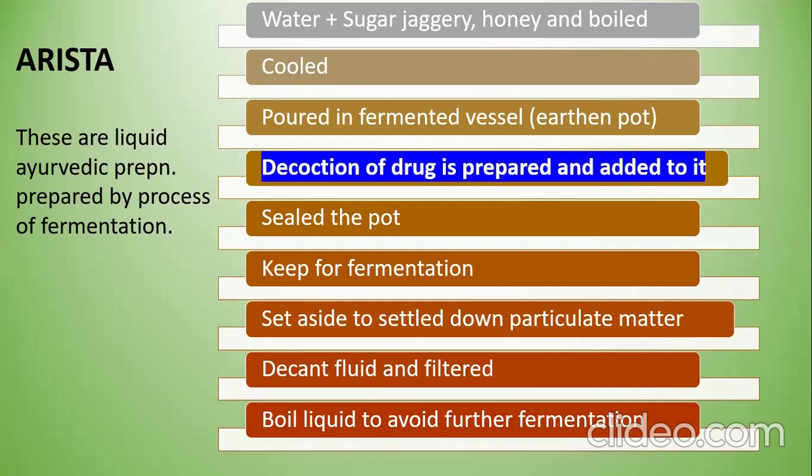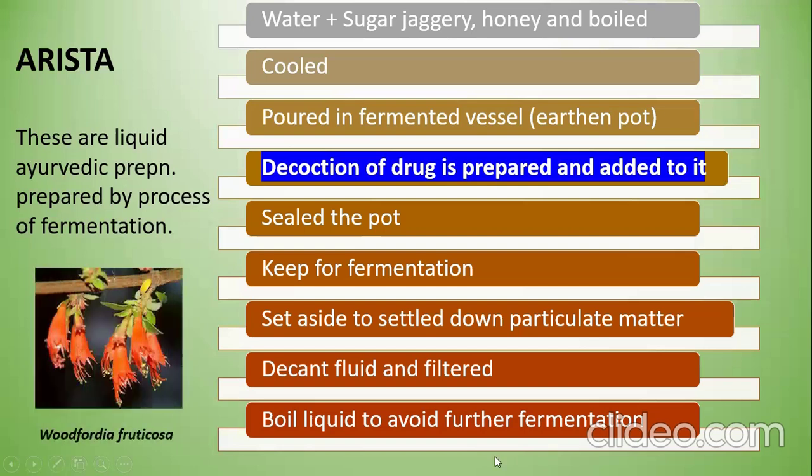In this case, the decoction of the drug is added. Then seal the pot using mud, in 7 consecutive layers, and keep it for fermentation in soil covered with grass. To settle the particulate matter, decant the fluid, filter it, and boil it to avoid further fermentation. So friends, we are going to see the differentiation here.